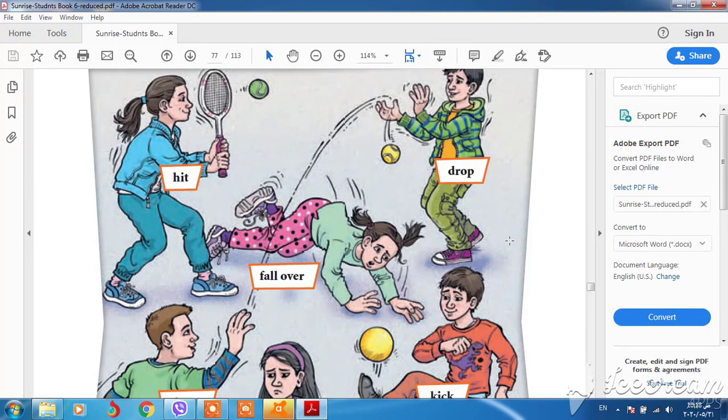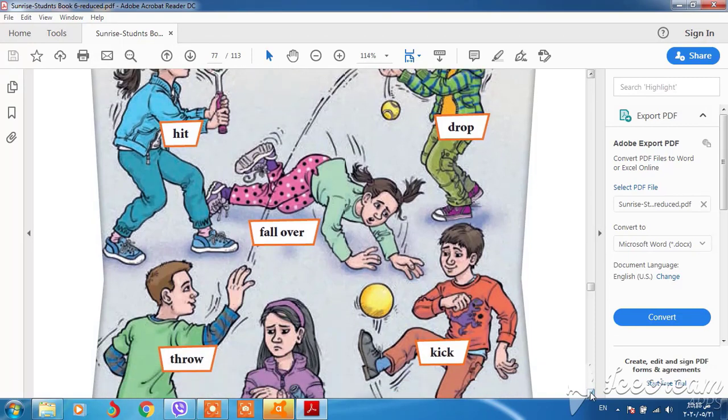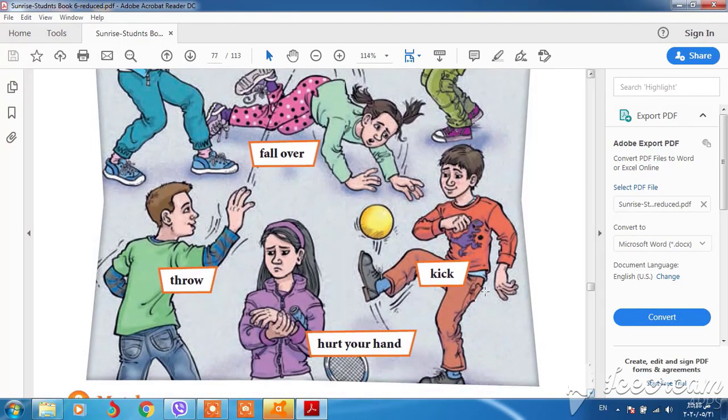Drop the ball. Okay, and also we have fall over, it will be fell over. This a, it will be e. Okay, fell over at the sports center. Okay, and we have kick. Also kicked, by adding ed, it will be past. Kick it with my foot. Okay, kick it with my foot.